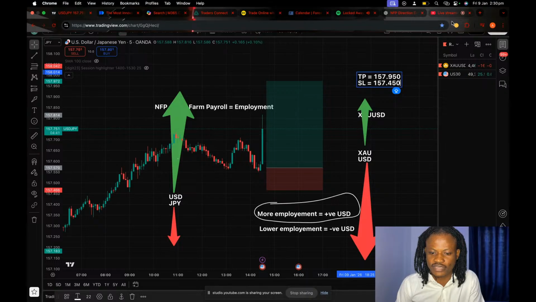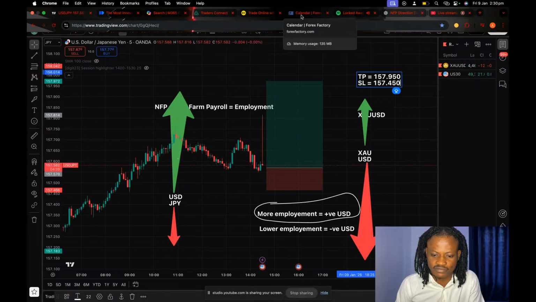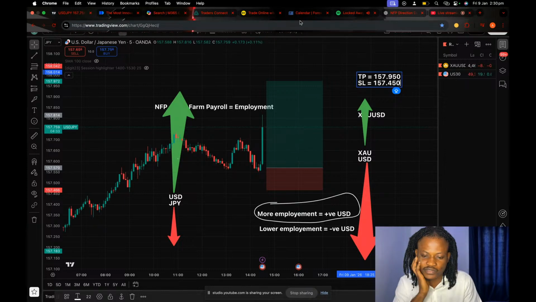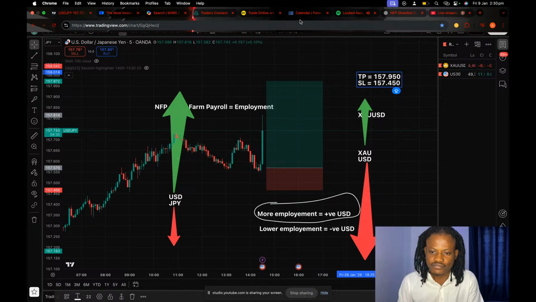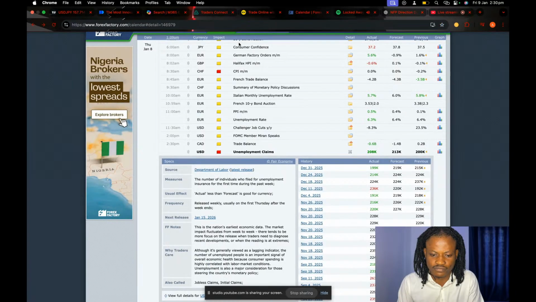You see, the market is buying. Let's wait. The market is buying. Let's see the outcome of the news.